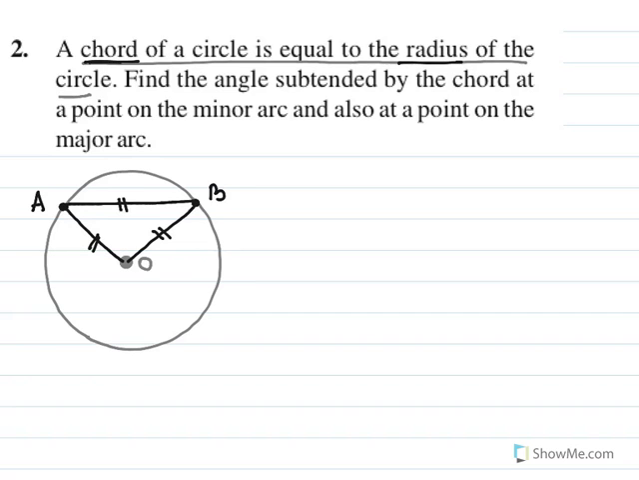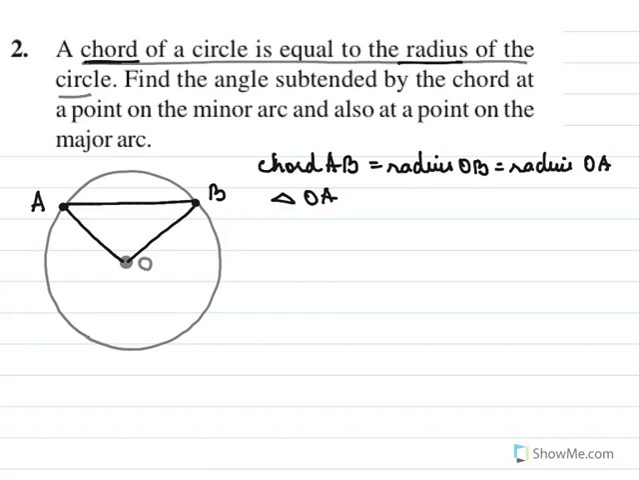I have an equilateral triangle. So chord AB equal to radius OB, and this is also equal to radius OA. So triangle OAB is equilateral, all sides are equal. And in an equilateral triangle, we know the angles are, not 90, will be 60 each. But here we are interested in only one angle, that is angle AOB equal to 60, because it is an angle of an equilateral triangle. So this is 60.